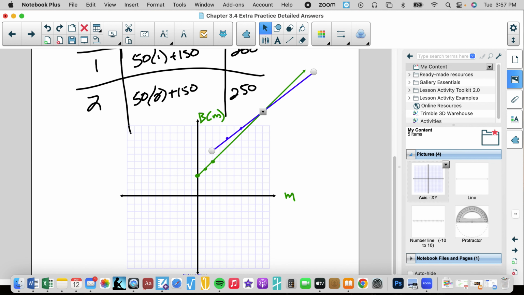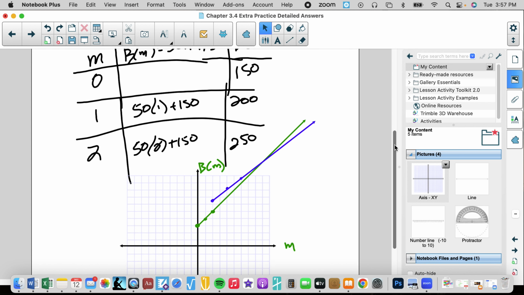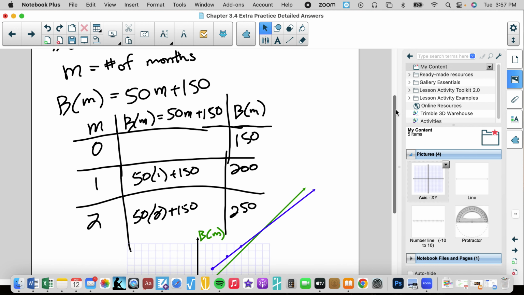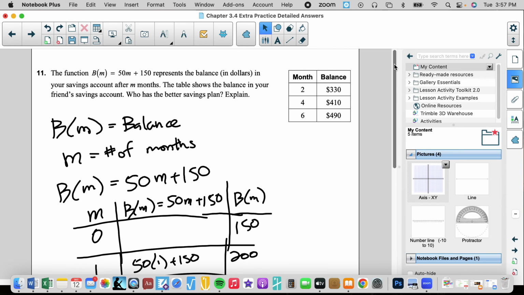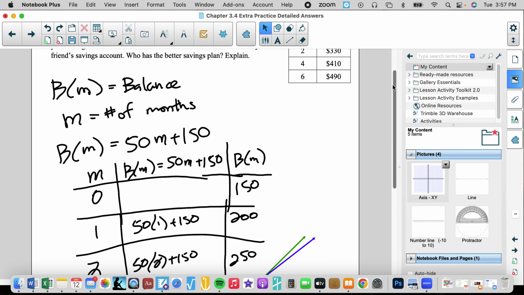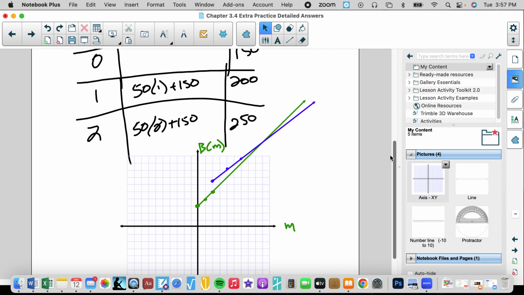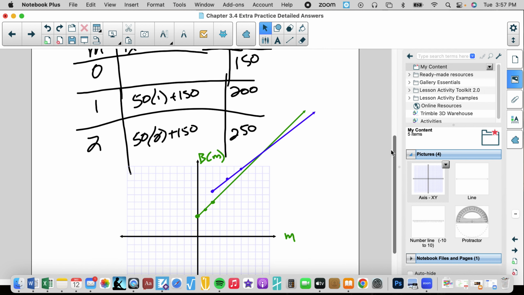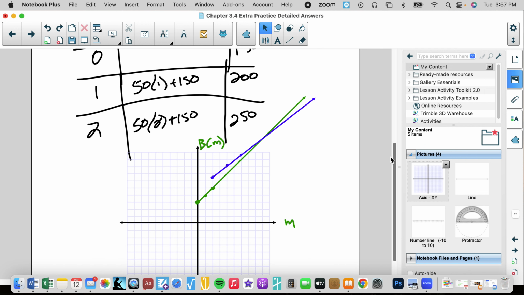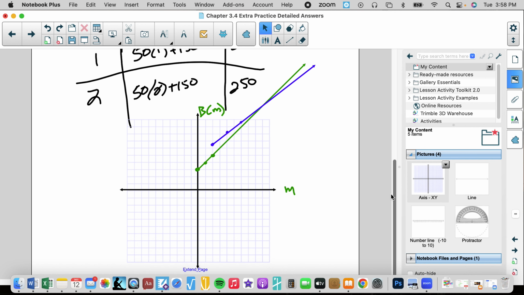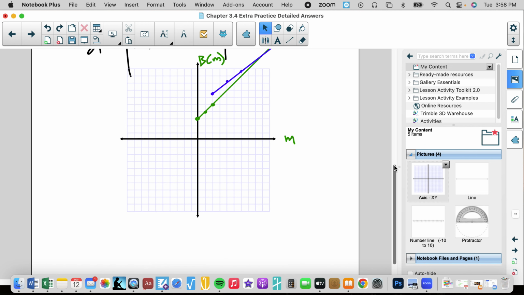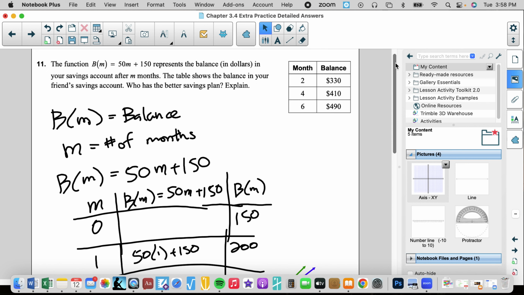So let's test something out here in the months. We know that in the beginning, after 2 months, he has a better plan. After 4 months, he still has a better plan. But I'm assuming, let's try like 9 months and 10 months. Do you know what 9 is going to be?